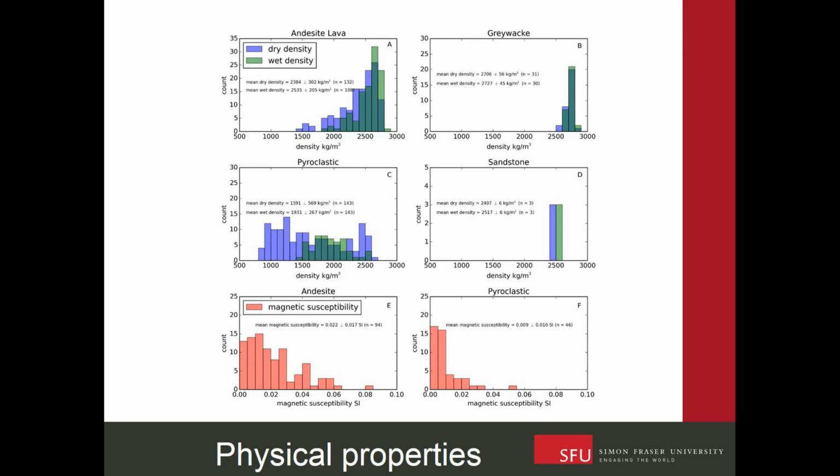the main thing is that the basement's non-magnetic, so that's an important contrast for when we're trying to map the extent of the volcanics based on the magnetics. And then there's varying degrees of susceptibility of the lavas, which are generally slightly more magnetic than the pyroclastic material.